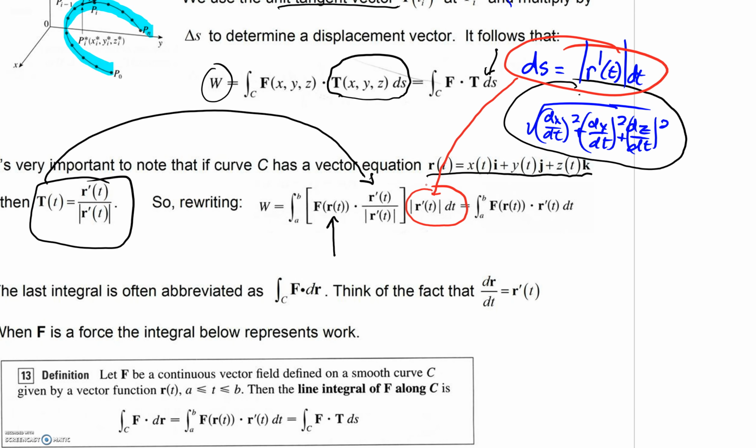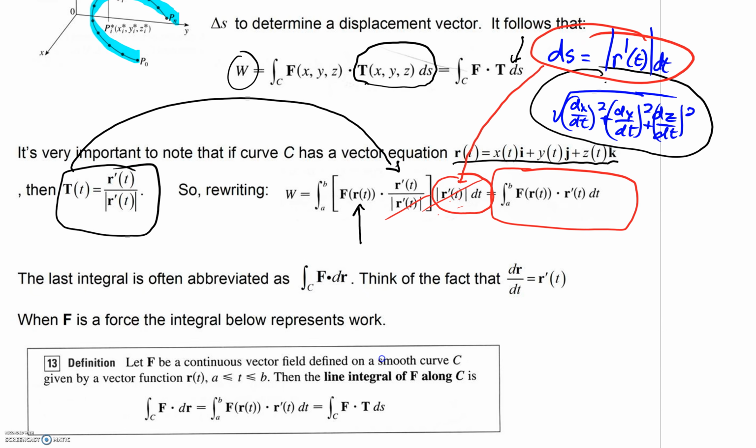What you can see is, even though we do have a dot product, these lengths are constants, effectively, so you could even cancel those out. What we're left with is this very simple formula to find work: the force function in its parametric form, dotted with r prime of t, dt. And of course, our t parameter spans between a and b.